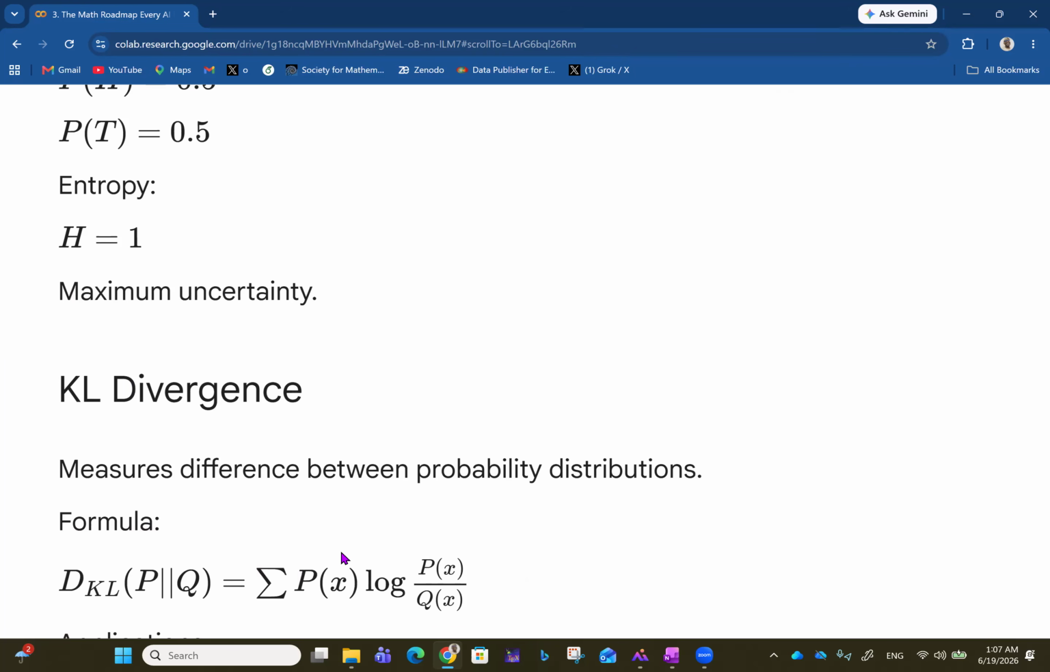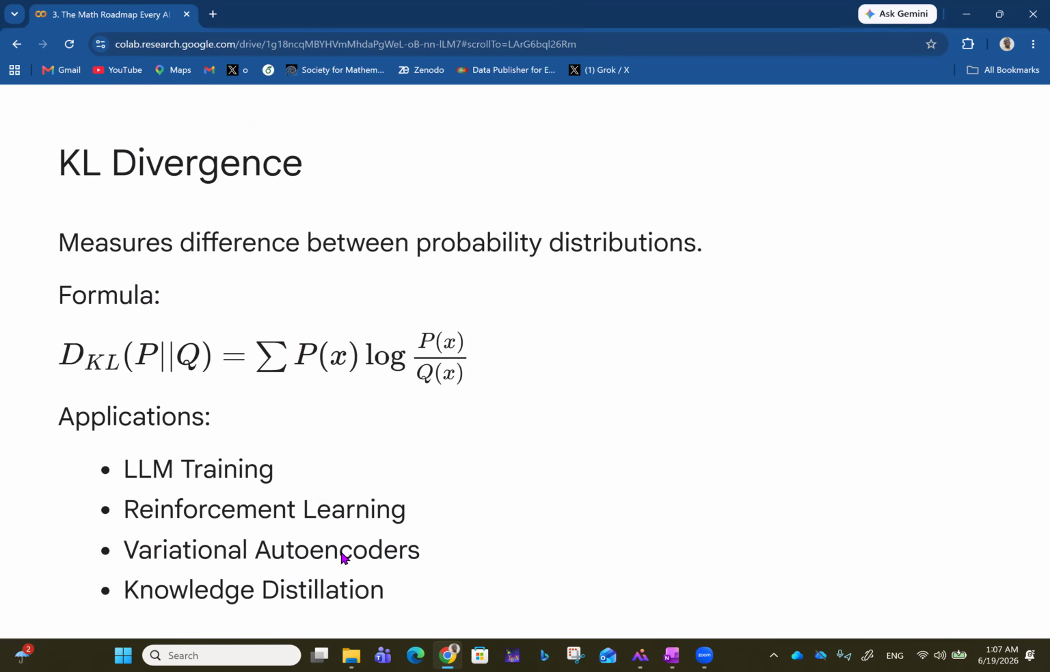And then we have KL divergence, which measures the difference between probability distributions. For the formula, you have D_KL(P || Q) equals summation of p(x) log p(x) over q(x). And you have applications of KL divergence in large language model training, reinforcement learning, variational autoencoders, and knowledge distillation, like that.